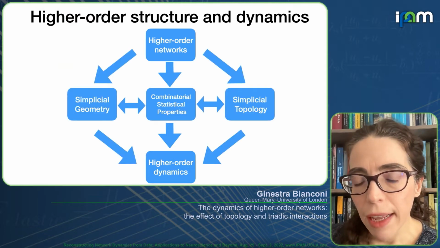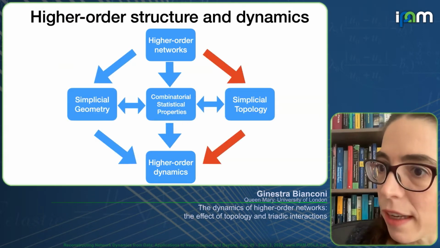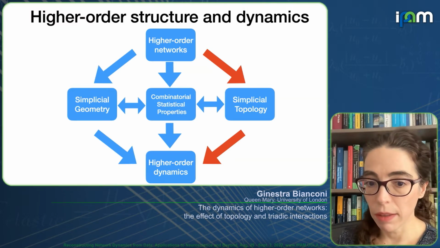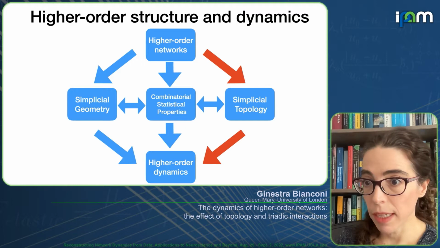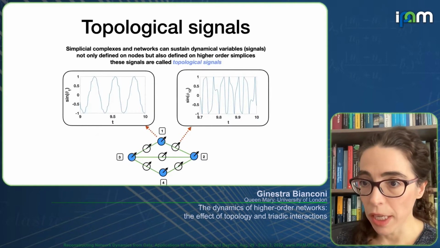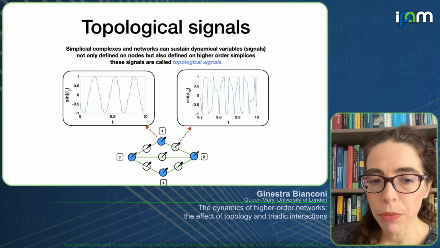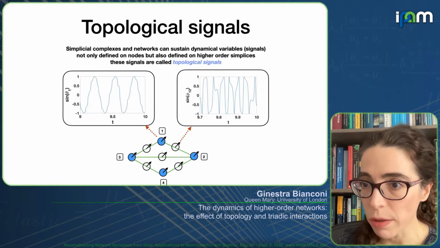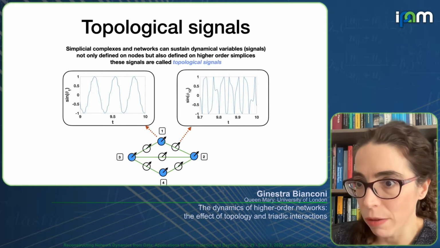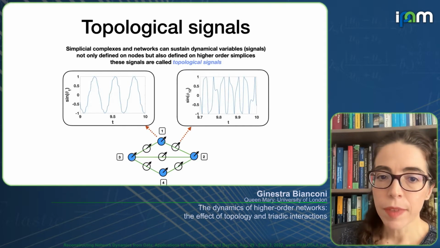Then we went on and studied this other direction, how topology can change dynamical effects. And so we were interested in topological signals, which, as I mentioned before, are dynamical variables not only associated to the node, but also to the links, for instance, or to the triangles of a simplicial complex.